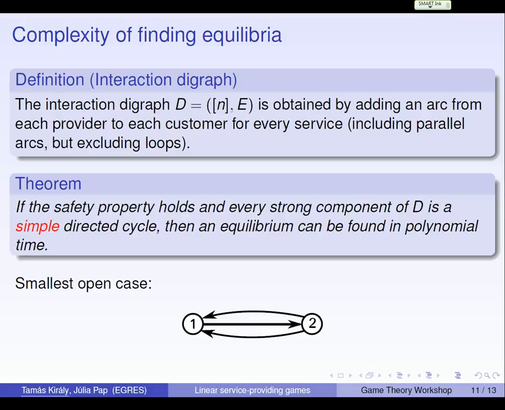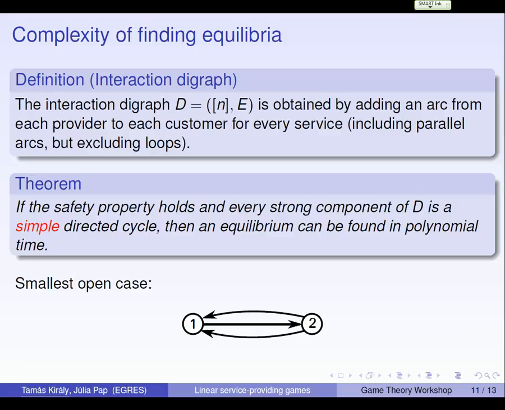And we have a digraph because the customer influences the feasible strategies of the service provider, but not vice versa. The service provider cannot influence the strategy of the customer. So it's a digraph, and what we could prove is that if the safety property holds, and every strong component of this digraph is a simple directed cycle, then we can compute an equilibrium in polynomial time. So it's only for simple directed cycles.